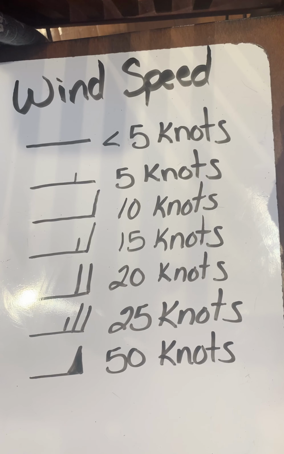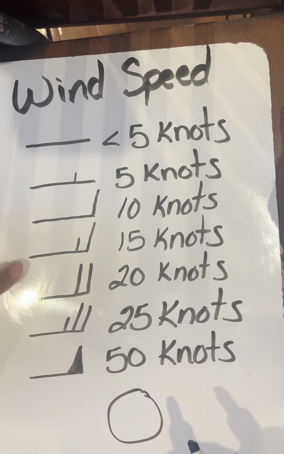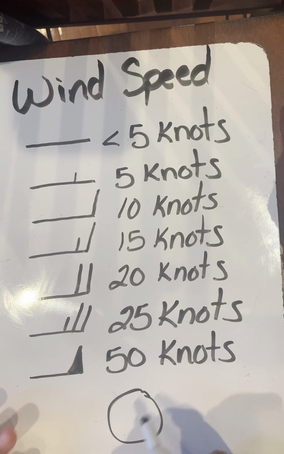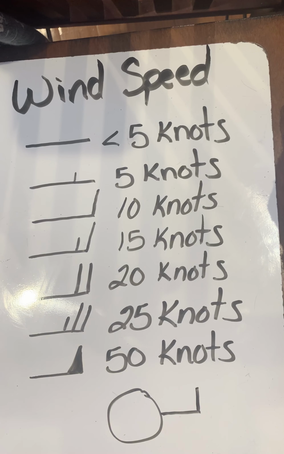So that's wind speed. So now you have your cloud coverage and you have your wind speed. And what I'm going to tell you is that wherever the stick is pointing, that is the direction that the wind is coming from. So if I have it here, the wind's coming from the east. That's 10 knots. So clear skies and the wind's coming from the east at 10 knots. Okay?